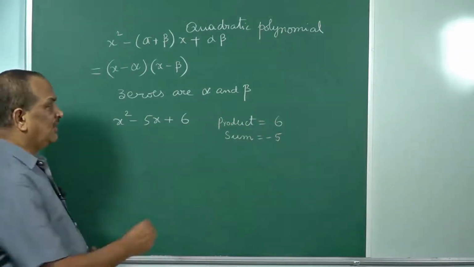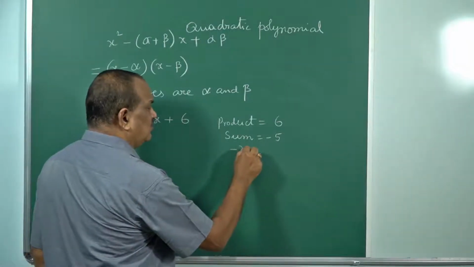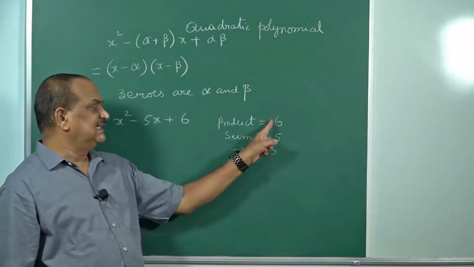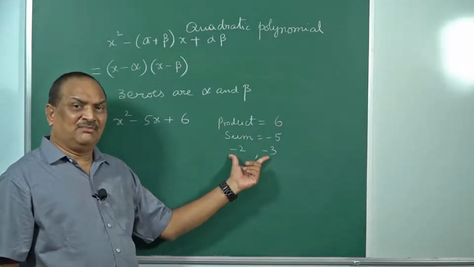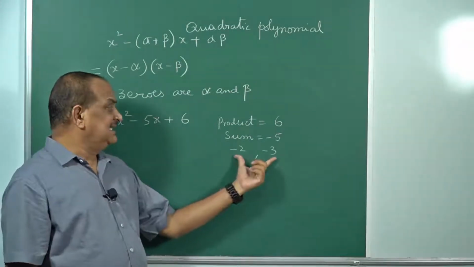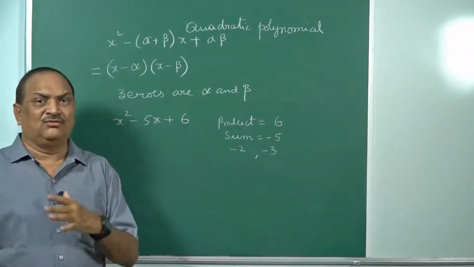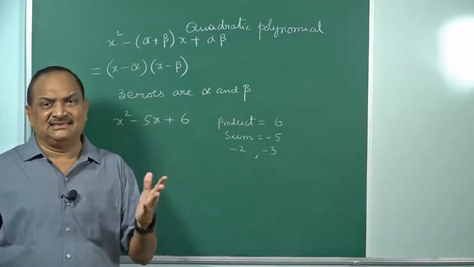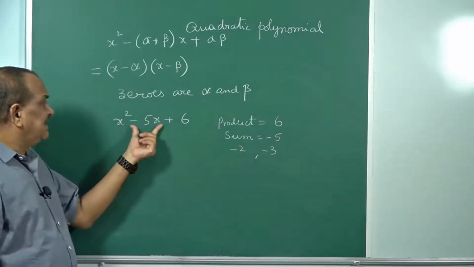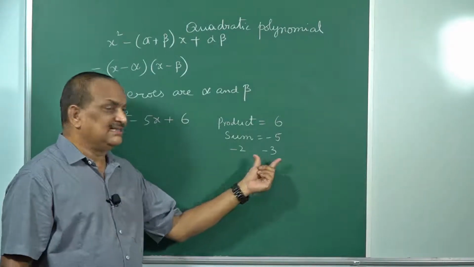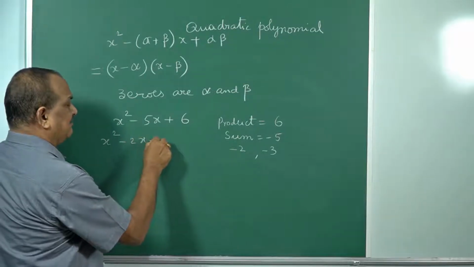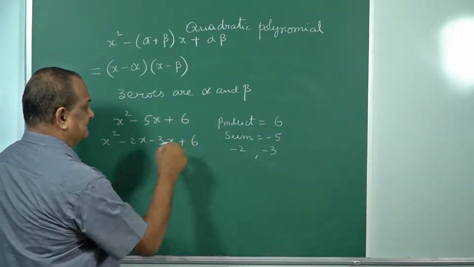Okay, so now what are those terms? You can write minus 2 and minus 3, because if you multiply you get 6, and if you add these two, minus 2 and minus 3, you get minus 5. So if you can guess these two by intuition, it's just a guess, an imagination. Now I split this middle term as this and this. I separate them. So I have x square minus 2x minus 3x plus 6.